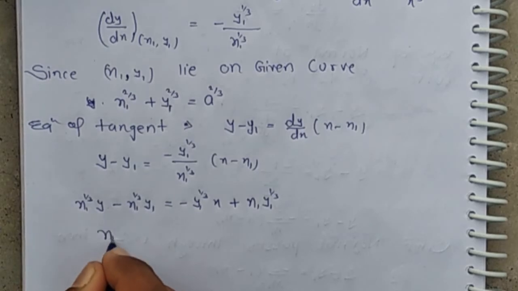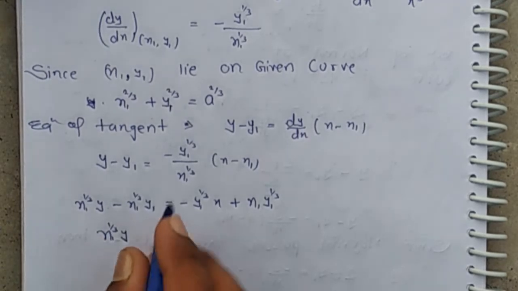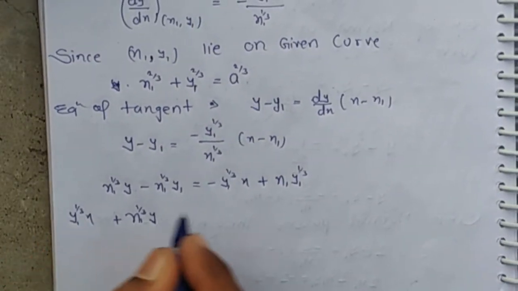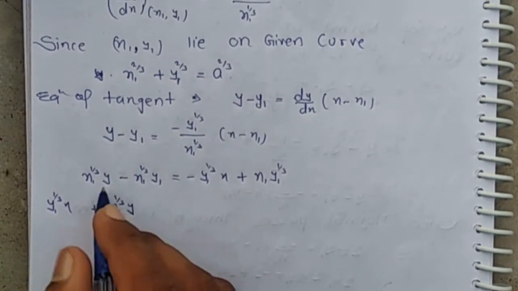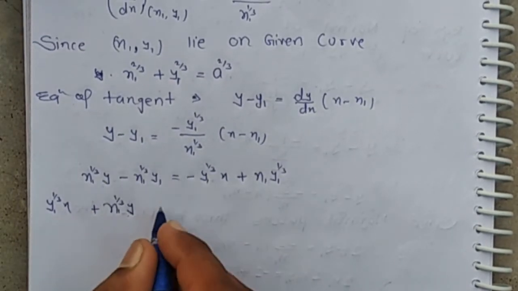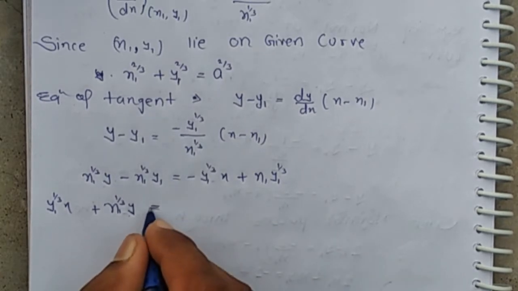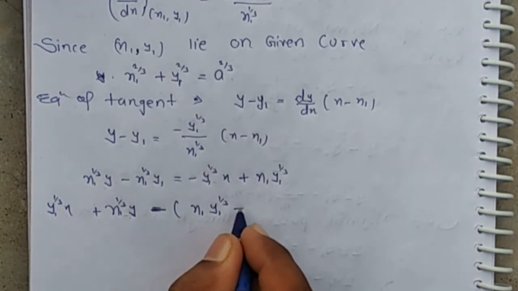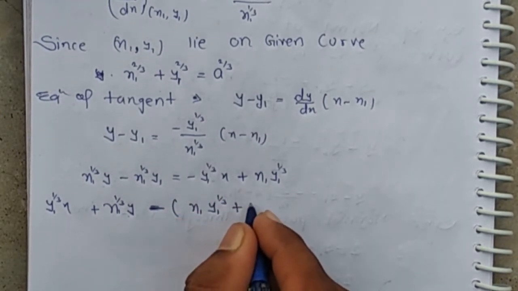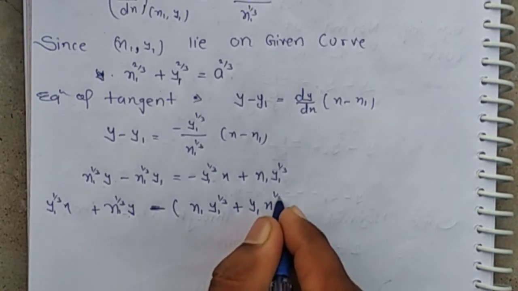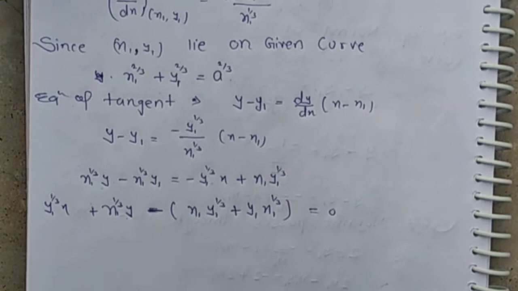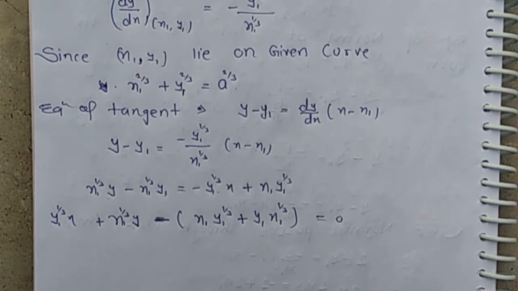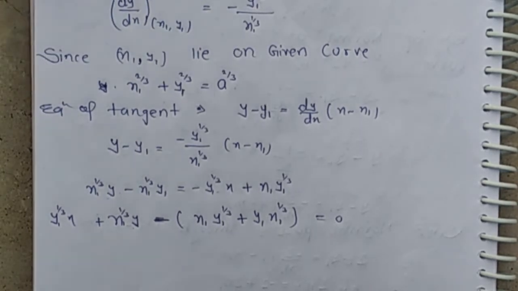Now x1 to the power 1/3 y plus y1 to the power 1/3 x, minus x1 y1 to the power 1/3 plus y1 x1 to the power 1/3 equal 0. It is the equation of tangent at point x1 comma y1 to the curve x to the power 2/3 plus y to the power 2/3 equal a to the power 2/3.